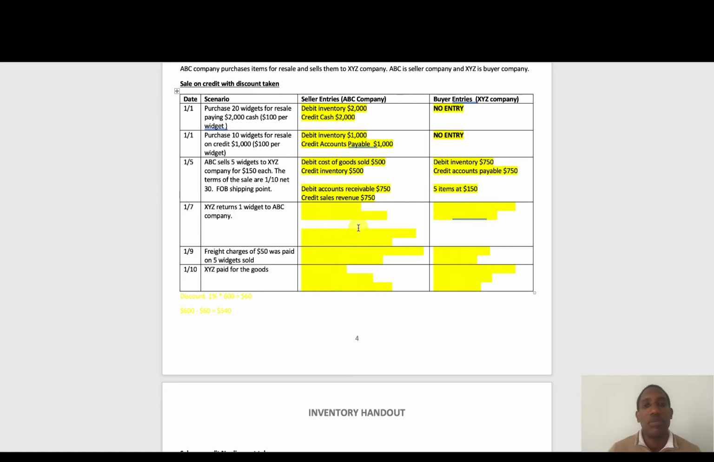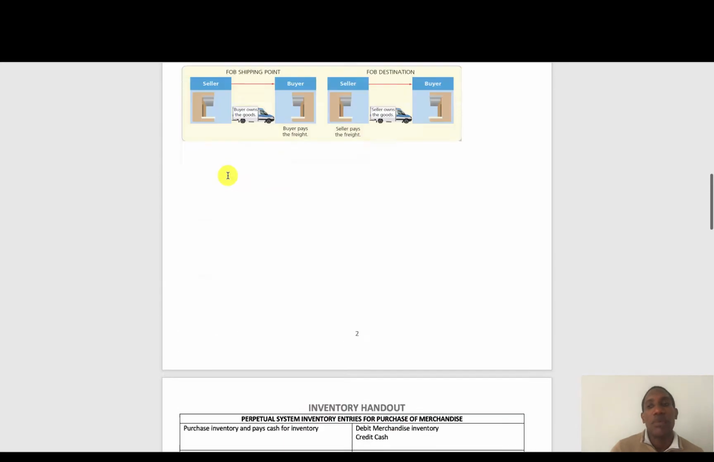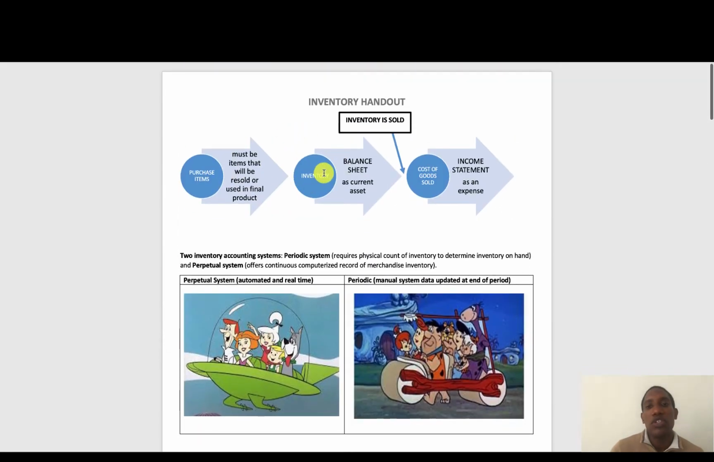So let's think about ABC. What happened to ABC company here? Really, the journal entry on January 5th and the journal entry on January 7th are very similar, right? On January 5th, what happened? We went from inventory and we sold it, so it moved over to cost of goods sold. There were 5 items sitting in inventory. Those 5 items moved over to cost of goods sold.